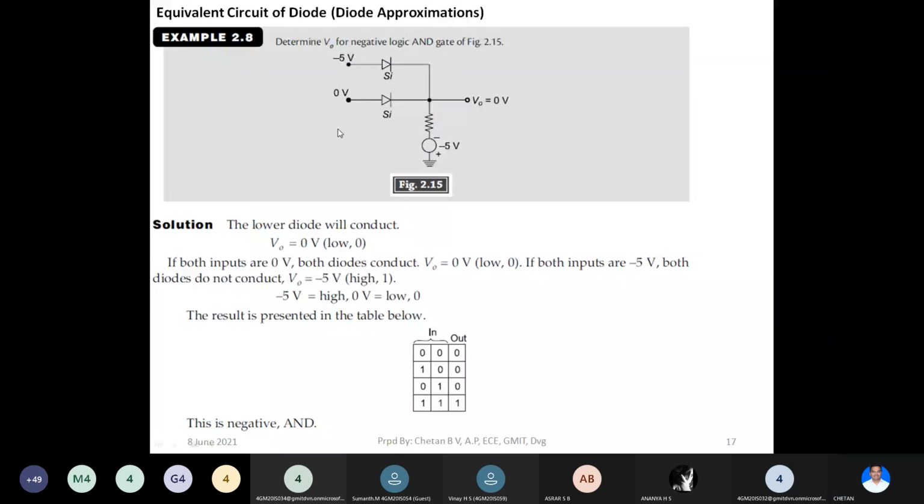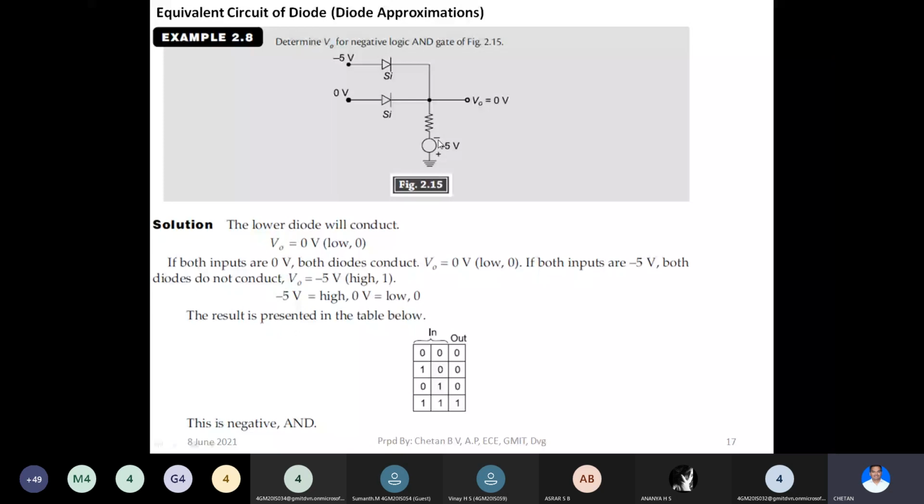Then both diodes would be turned off. If both diodes are turned off, the first branch and the second branch can be completely taken out. They have no significance on V naught. Now this circuit would be very much simplified. You have the V naught node directly connected to one end of the resistance. At the other end of the resistance, you have the voltage source, where the negative terminal of the battery is connected to the resistance. Therefore, V naught would be directly equal to minus 5 volt when both diodes are off.